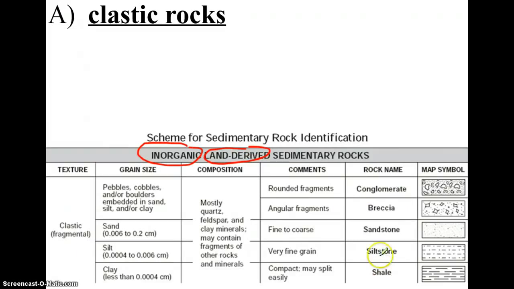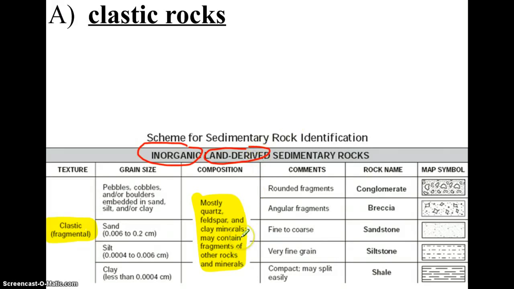that are not living and were never alive. You'll notice that in the texture column, all of these rocks are described as being clastic or fragmental. The word clast means pieces or fragments. These rocks are all made of pieces or fragments of other rocks. You'll notice the composition is the same for all of them. They are made mostly of quartz and feldspar. They have some clay in them, and they may contain fragments of other rocks or minerals.